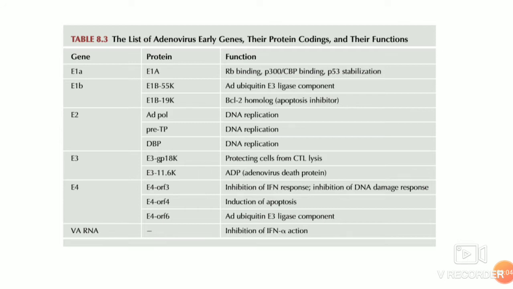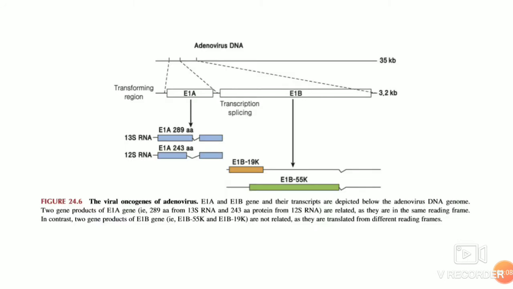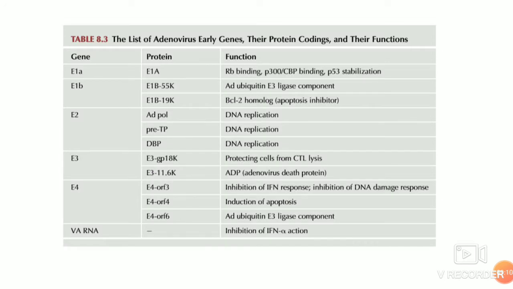Coming in detail about the early transcripts, E1, I'll talk about in detail in the next slide. E2 is very important for DNA replication because it constitutes the three important proteins which carry out the replication of the DNA. Those are adenovirus associated polymerase, pre-terminal protein and DNA binding protein, which help in DNA replication.